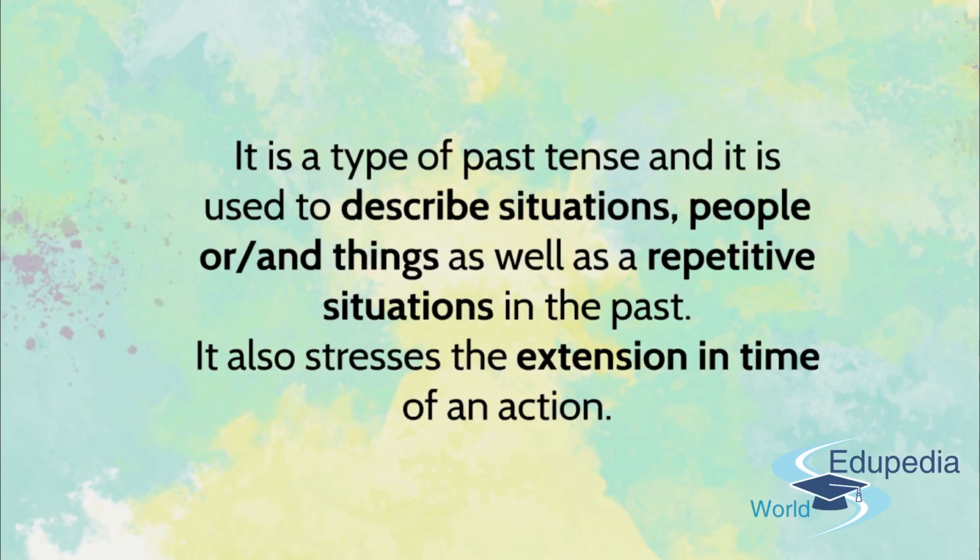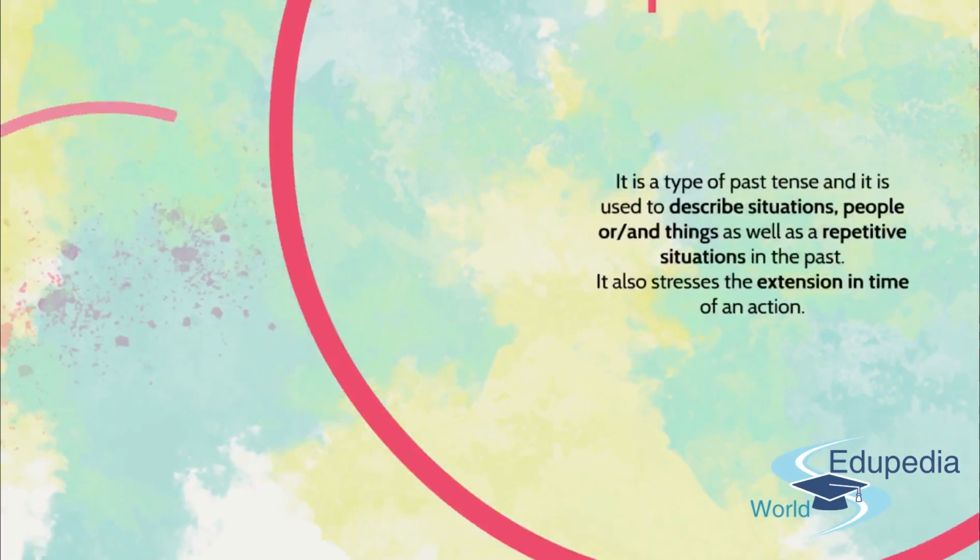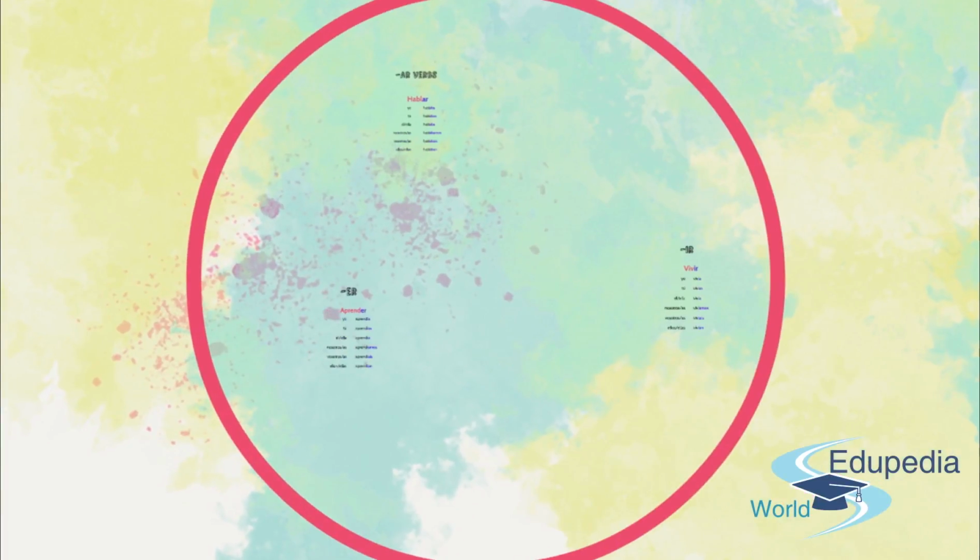Second use, it describes repetitive situations in the past, something that kept happening in the past, okay? Third use, it stresses the extension in time of an action. That means that something lasts a while in the past, okay? From this time, it lasted a while.